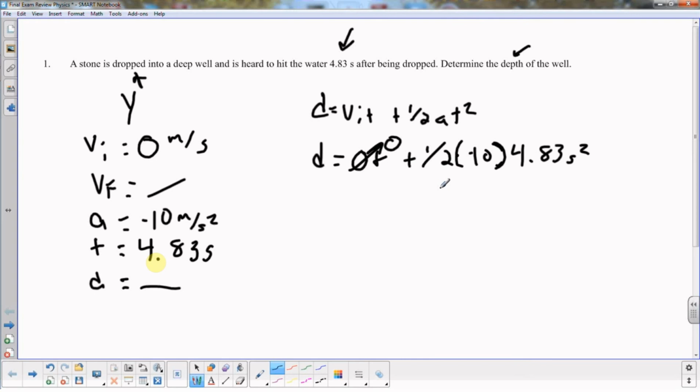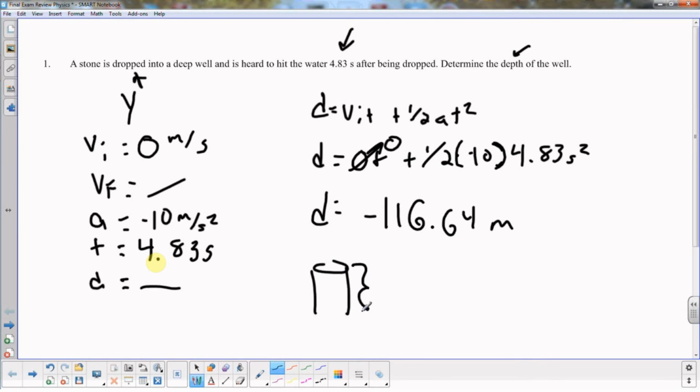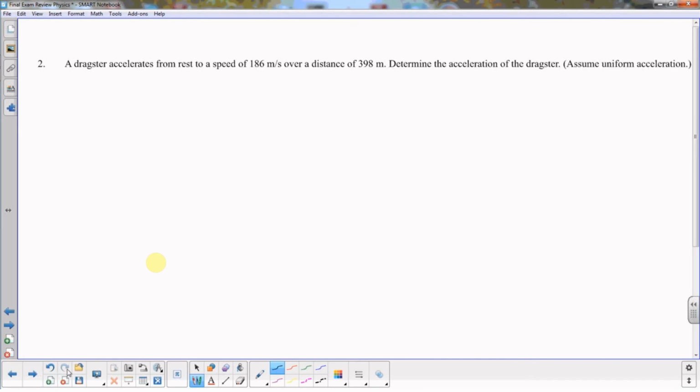You will end up with a distance of -116.64 meters, which we're going to say, well, if it's a well, it must be 116.6 meters deep. So you're going to start here at the height of 0, and it's going to drop down. So there you go. Answer number 1, 116.6 meters. Hope that helped. We can move right along and get into number 2.